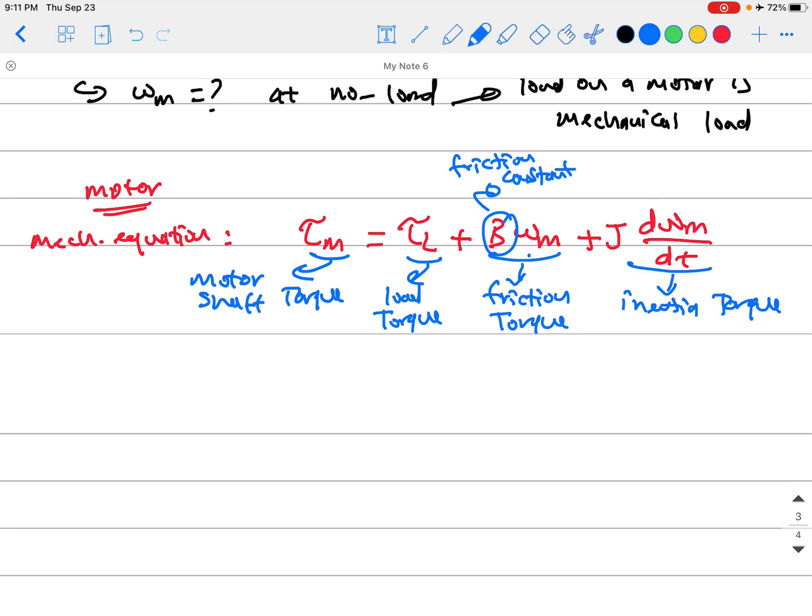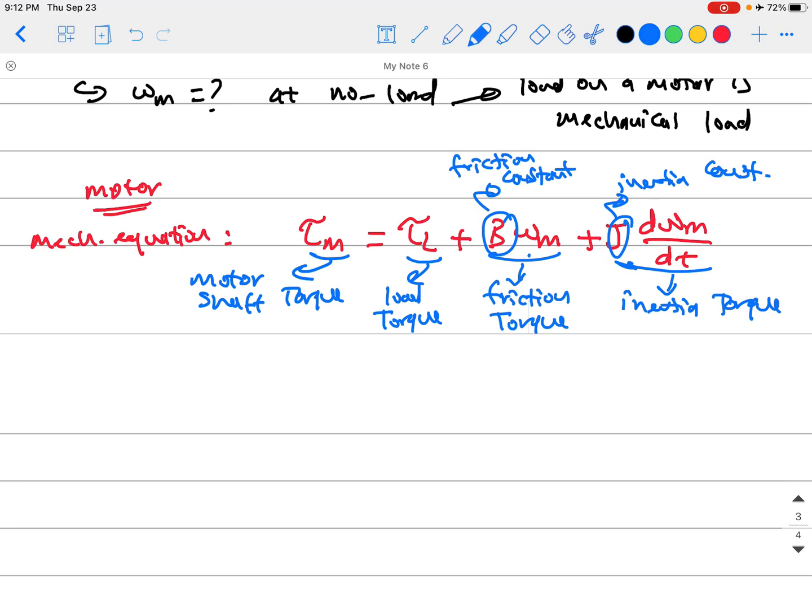That's the idea. If you're trying to move anything from its fixed position, and again this J is the inertia constant. Your torque produced by the motor has to be equal to the load torque plus extra torque to overcome the friction from the mechanical parts, and another extra torque to overcome the inertia if you are trying to move or to change the speed of this load.